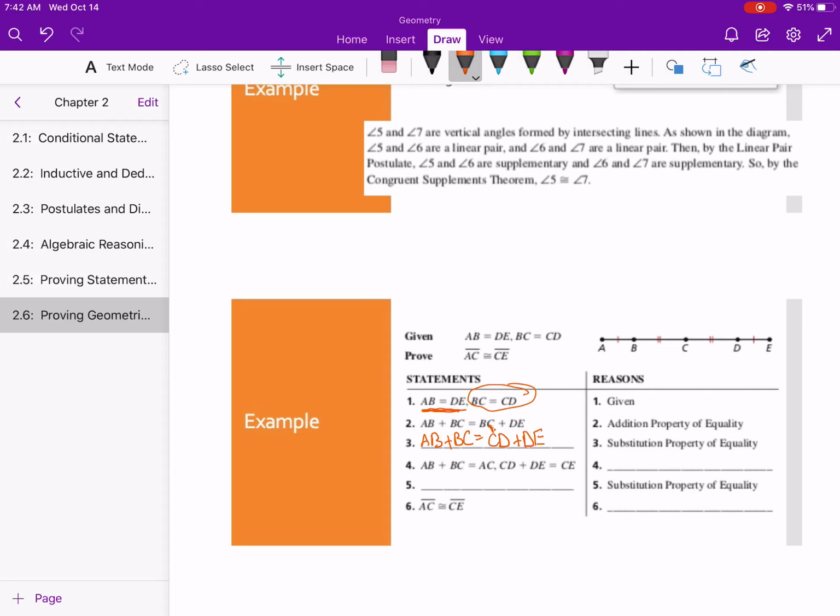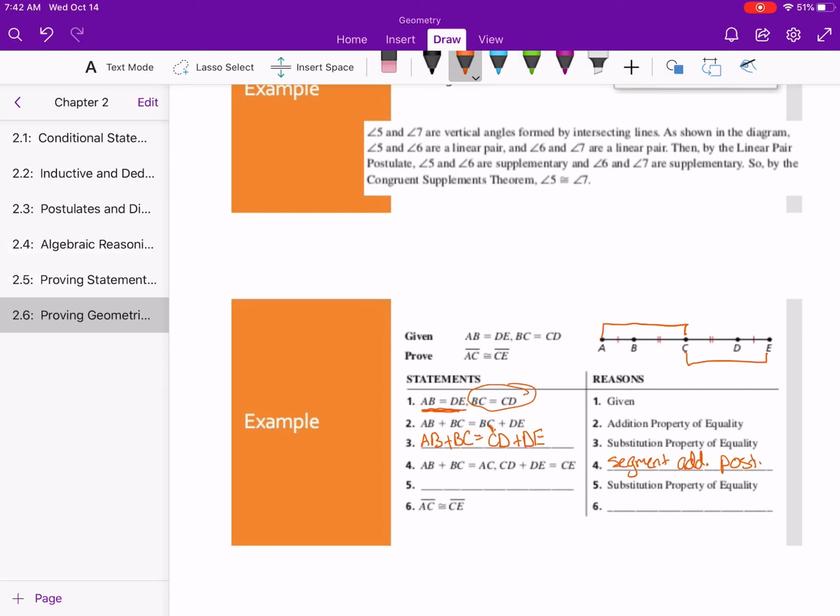Then we have that AB plus BC equals AC, and CD plus DE equals CE. Well, if we look, AB plus BC here is that AC. CD plus DE equals CE. That's our segment addition postulate. Remember, part plus part equals whole. And then we need to use the substitution property of equality.